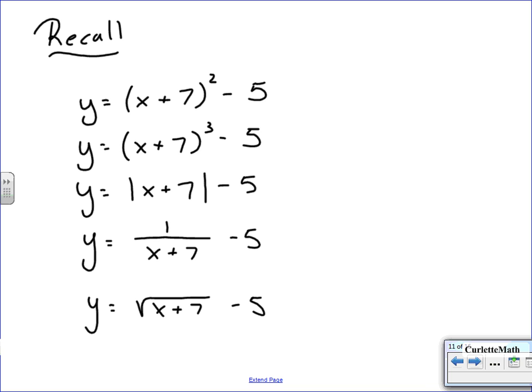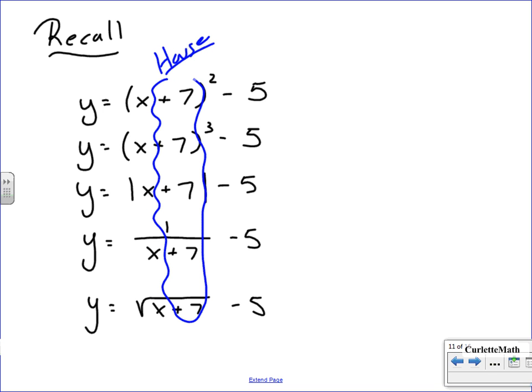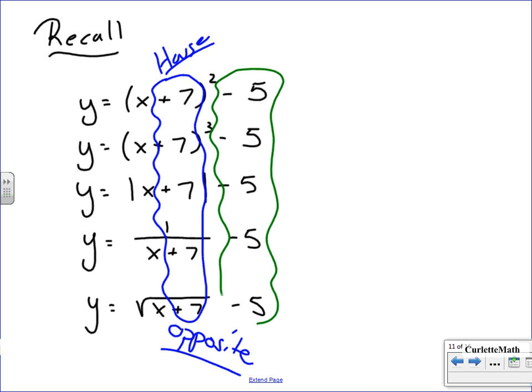Now, let's recall what we're doing. Inside the function, the house. Remember, inside the house, inside the function, we do the opposite. Outside the function, you're outside the house, you do the same. So here, and remember, outside you're either going to go up if it's positive, down if it's negative. Excellent job. Awesome.